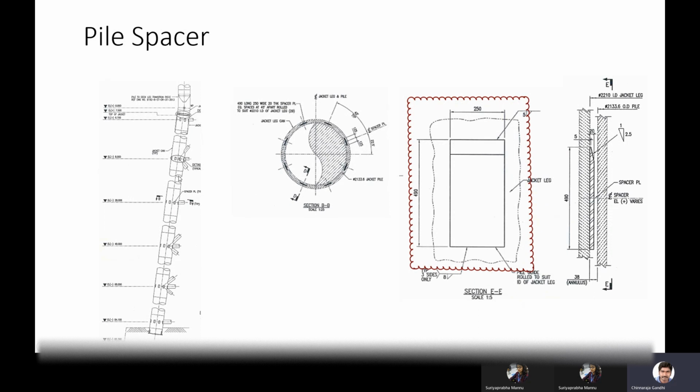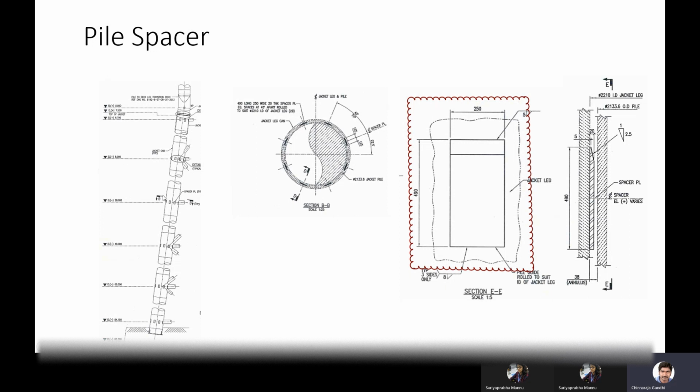We should not transfer the loads at the weaker section. This is the strongest section, which we are having the lateral frames. For that reason, there will be no pile spacer provided throughout the length of the jacket. They will provide it only wherever the framing elevation is, there only they will provide the pile spacer.